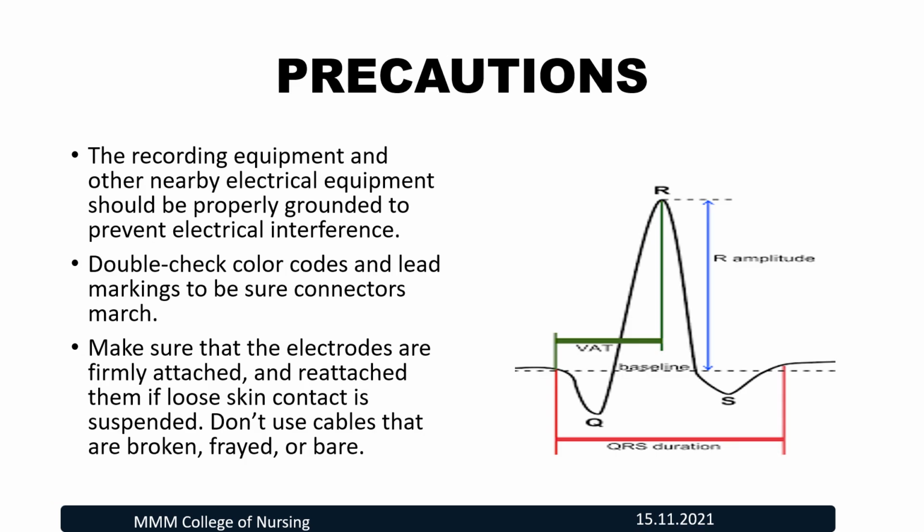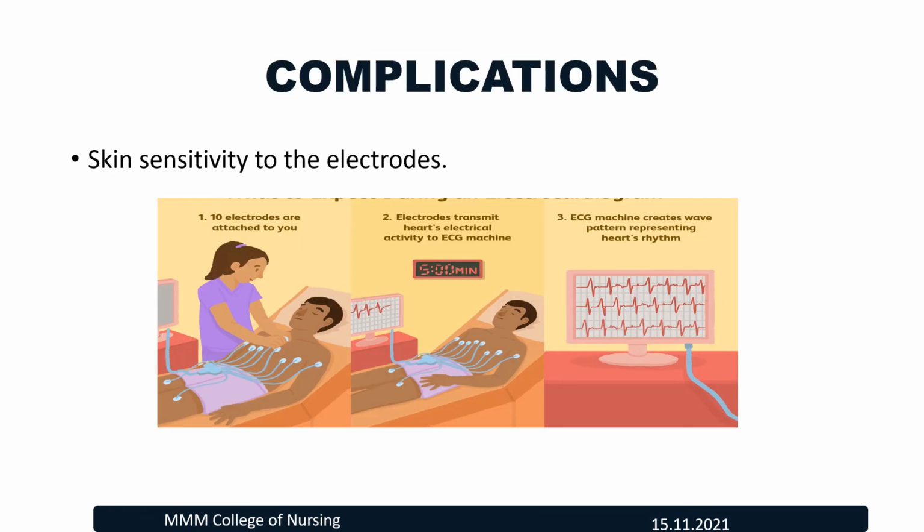Precautions: the recording equipment and other nearby electrical equipment should be properly grounded to prevent electrical interference. Double check color codes and lead markings to be sure connectors match. Make sure that the electrodes are firmly attached and reattach them if skin contact is loose. Don't use cables that are broken, frayed or bare. Complication: skin sensitivity to the electrodes.